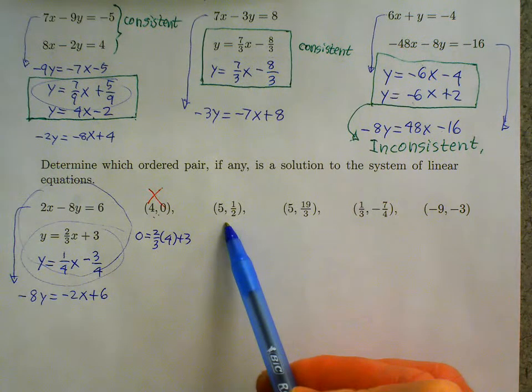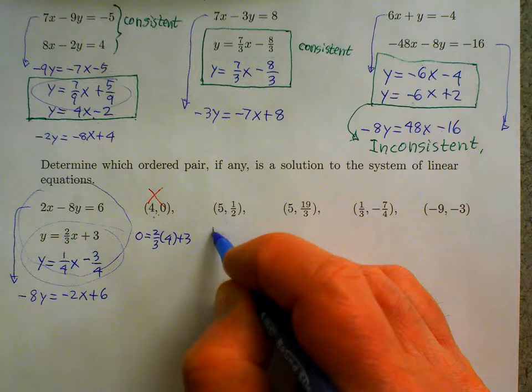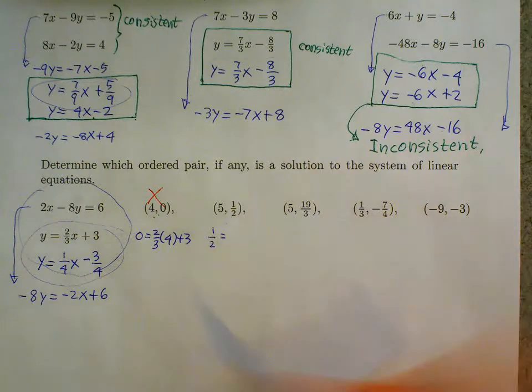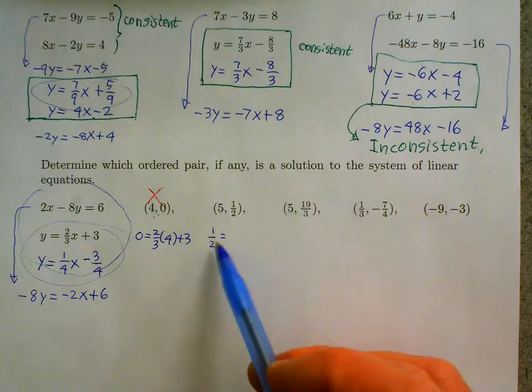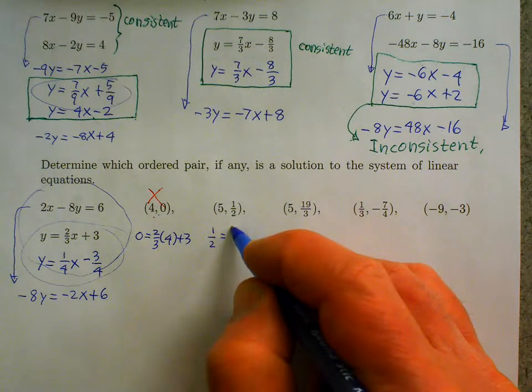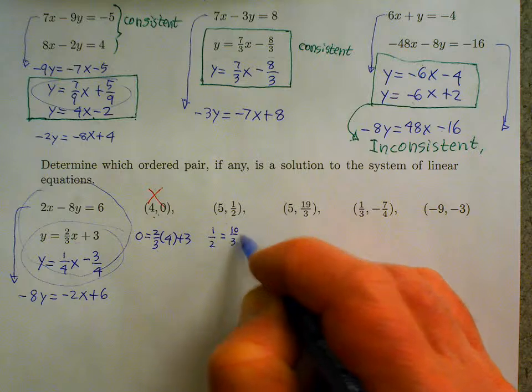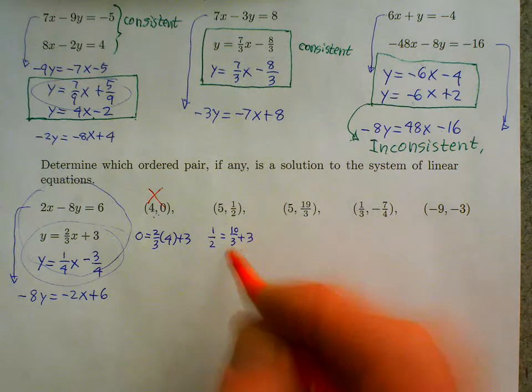Okay, the next point, 5, 1/2. This time, replace y with 1/2 and replace x with 5. So 1/2 equals 2/3 times 5, which is 10/3, and then plus 3. Well, this can't be true. The right-hand side is bigger than 1/2. So this is false.